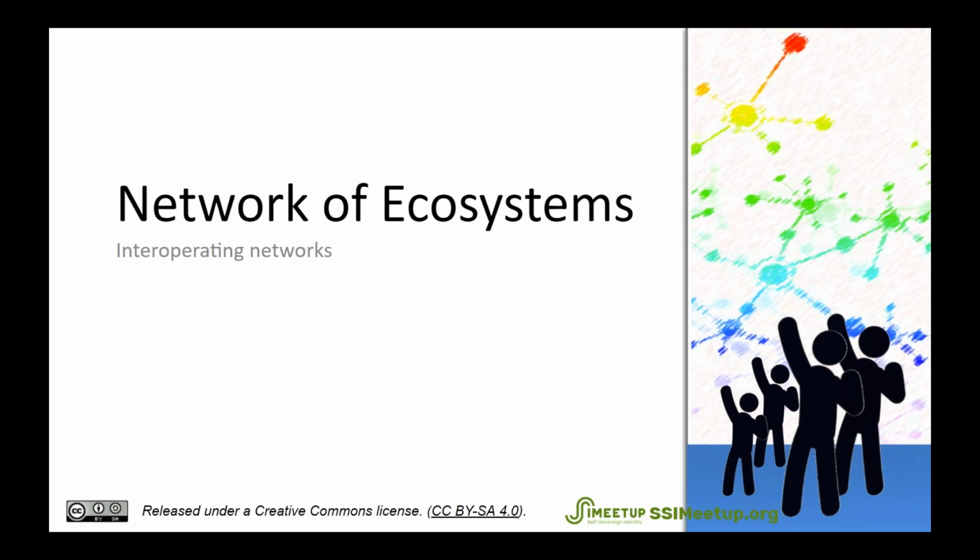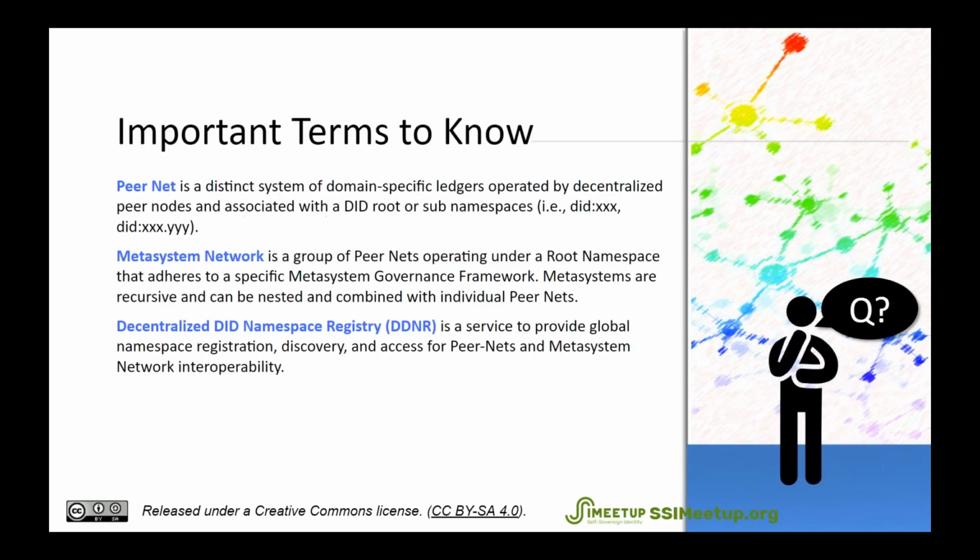Okay, so I'm going to gloss over a lot of this network of ecosystems, but the concept here is that, again, I mentioned earlier that these ecosystems, these networks, we anticipate them developing for various reasons and at various sizes. You might have something that a government implements, you might have something that an industry implements, or maybe even cross-industry around specific kinds of consortium. So the idea is, you want to be able to have these systems interoperate, and we have these concepts of a peer net and a metasystem network and a decentralized namespace registry.